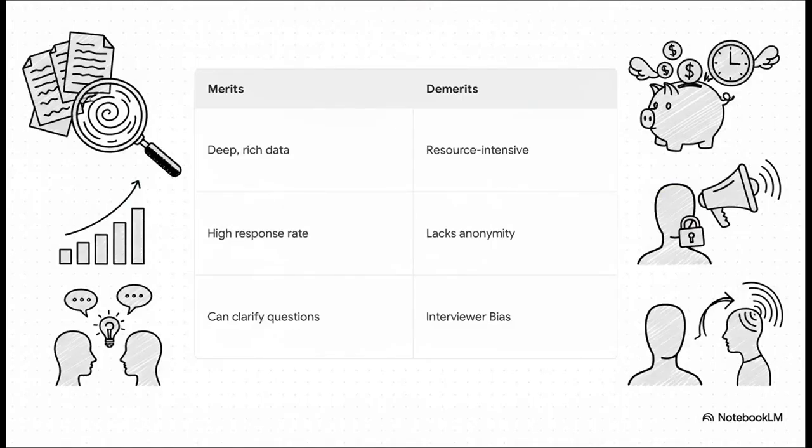The number one reason to do an interview? The incredible depth of the data you get. It's so rich. But the downsides are pretty big too. They take a lot of time and money, and there's no anonymity. But maybe the biggest danger is something called interviewer bias. Just by phrasing a question a certain way, like saying, "Don't you agree that?" an interviewer can accidentally nudge someone towards a particular answer.